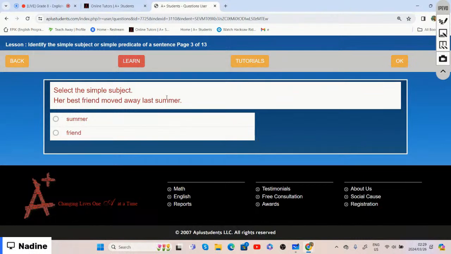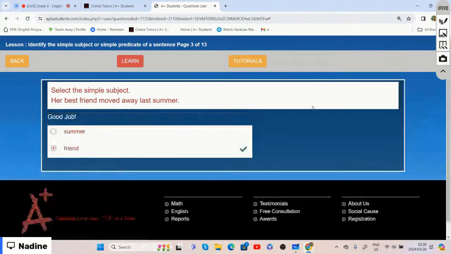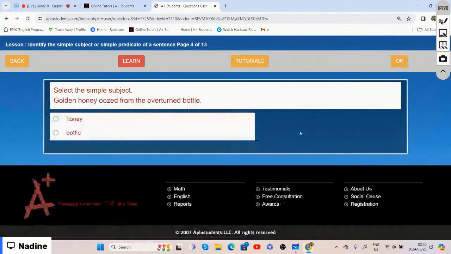All right, and if we select the correct one, we will say it is friend, not best friend, just friend. So friend. Remember, we're only choosing either the noun or pronoun without any other words that describe or modify our word or our subject.